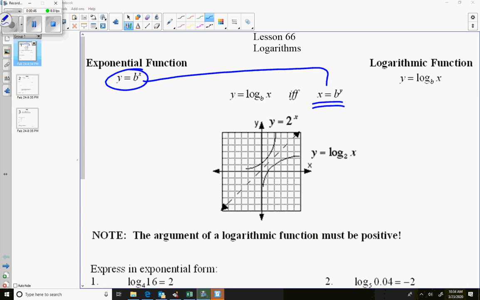But since y is in the exponent, we're kind of stuck. By definition, these two things are two ways of saying the same thing. So, x equals b to the power of y and y equals log base b of x are again two ways of saying the same thing. So, y equals b to the x and y equals log base b of x are inverses. This is our logarithm.